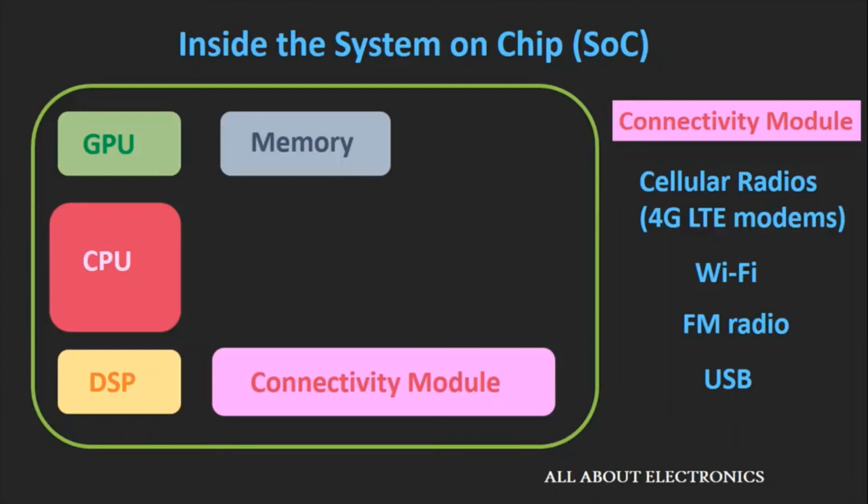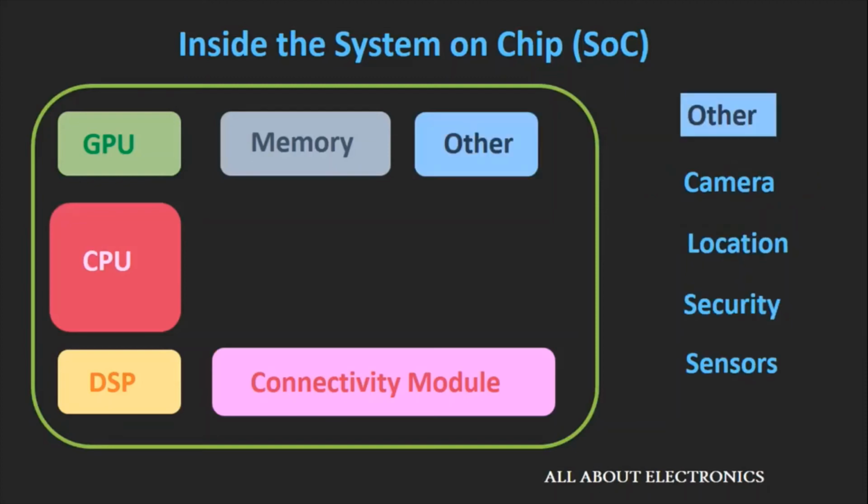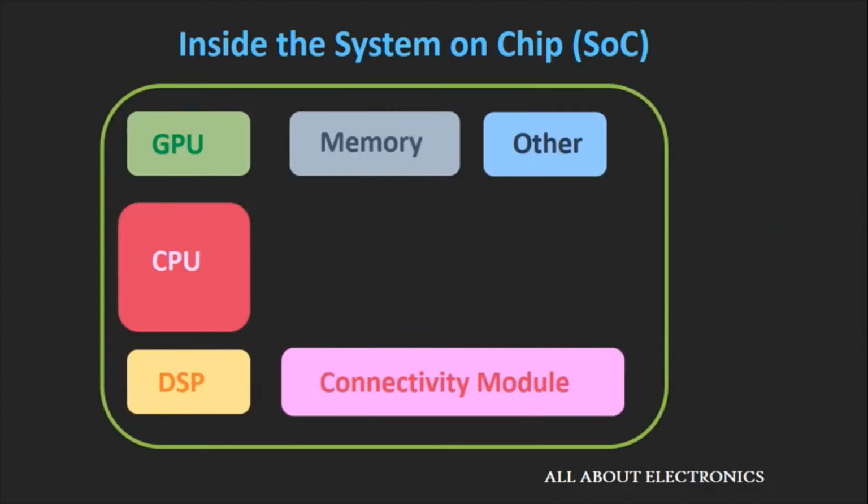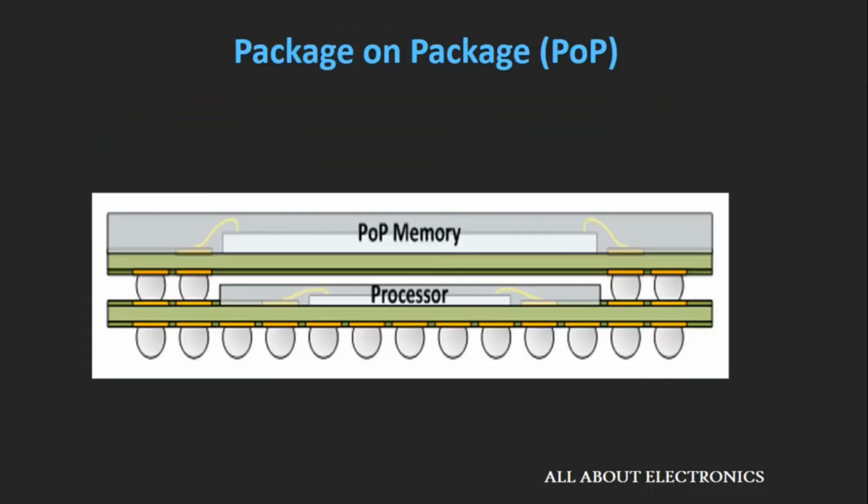Apart from this, some higher-end system on chips also contain other modules like a module for the camera, location, security and the sensors. Now sometimes due to size constraints, it is not possible to integrate the random access memory or RAM inside the system on chip. In such scenarios, the memory package is stacked above the system on chip package and they are connected using a ball grid array. This kind of packaging arrangement is known as a package on package arrangement, and it reduces the cost as well as the size.